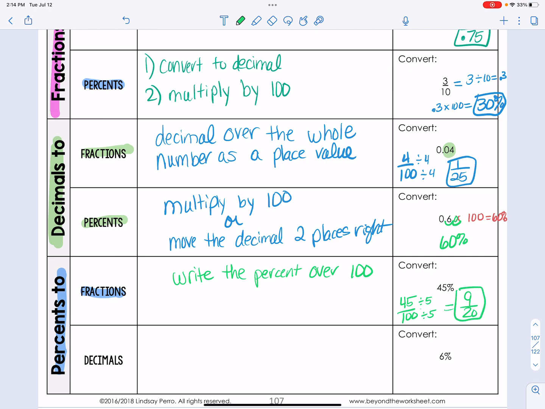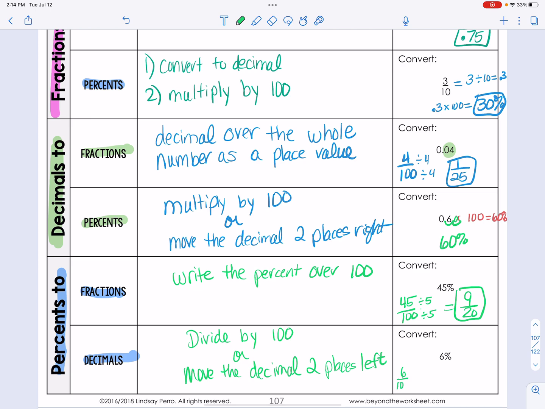Okay, and then to change a percent to a decimal, you've got 2 options. You can divide by 100, or you can move the decimal 2 places to the left. So on this, you can literally just either do 6 divided by 100, so that's 0.06, or if I put a decimal here and move it 2 places, you still get 0.06.